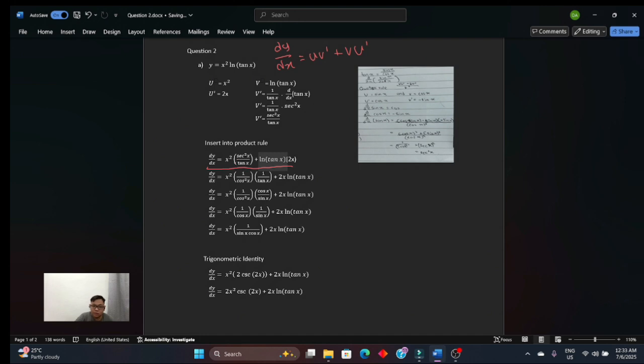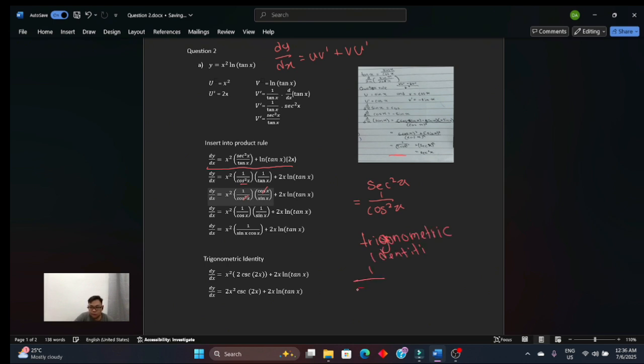And how do we need to simplify it? By just expanding it. Let's say sec 2x is equal to 1 over cos 2x. So we just need to change it to 1 over cos 2x and 1 over tan x. Then this tan x, we also need to change to cos x over sin x. Then we just need to cross it out. By already crossing it out, we can get 1 over cos x times 1 over sin x plus 2x ln tan x. Now we're just going to multiply these two, and by multiplying these two, we get 1 over sin x cos x. So we're going to change this one by using a trigonometric identity.